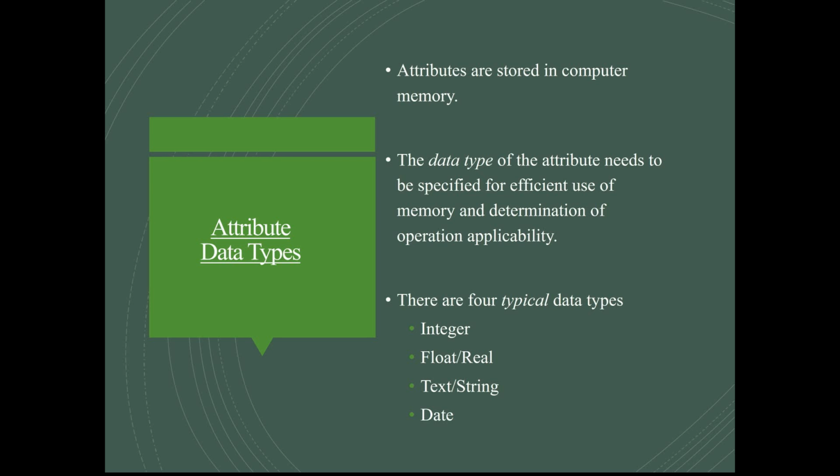Therefore, computer scientists have created data structures that can be used by us to translate our information into a format which the computer can store in its memory. This data structure is known as data type. There are four typical data types that we use in GIS: integer, float real, text string, and date.